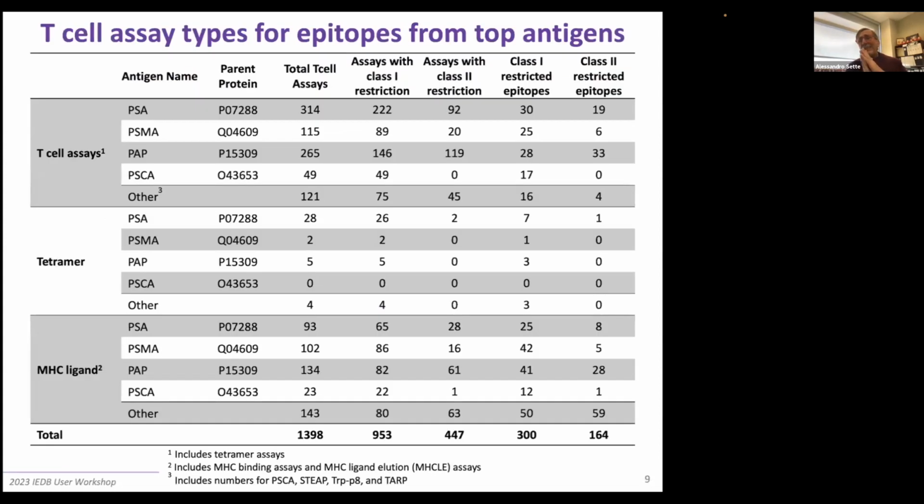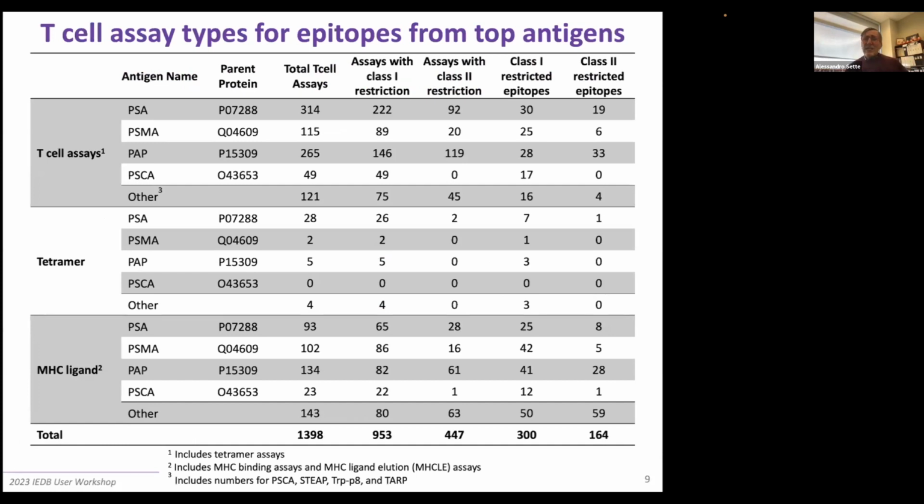So what about T-cell assays? If you look at the T-cell assays, you essentially have enough assays to really do a meaningful analysis only for the four main antigens, PSA, PSMA, PAP, and PSCA.